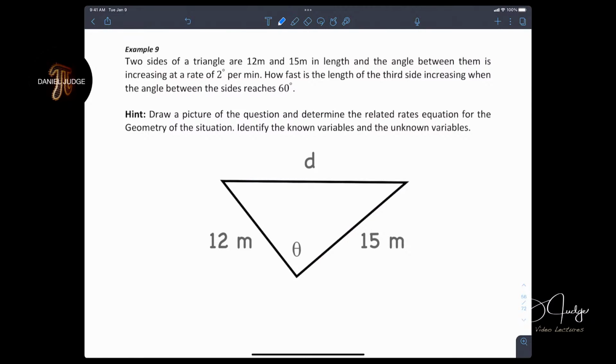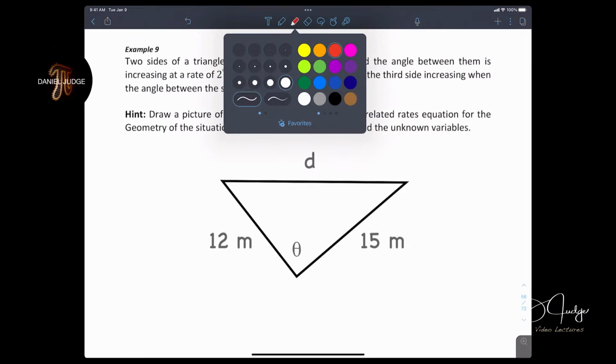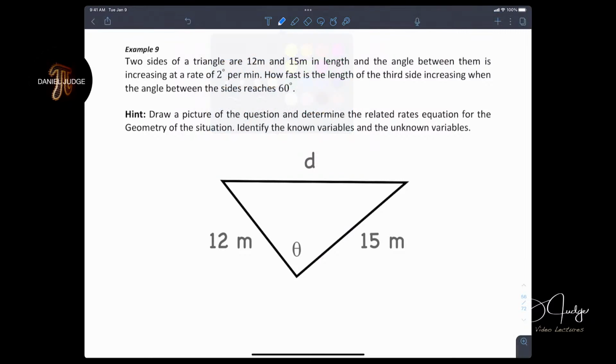And then here's another situation I like because they're talking about two sides of a triangle that are 12 meters and 15 meters in length. The angle between them is increasing at a rate of 2 degrees per minute. Okay, we're going to talk about that. So they're giving us something kind of interesting here. How fast is the length of the third side increasing when the angle between the sides reaches 60 degrees? So there's a few things to discuss here.